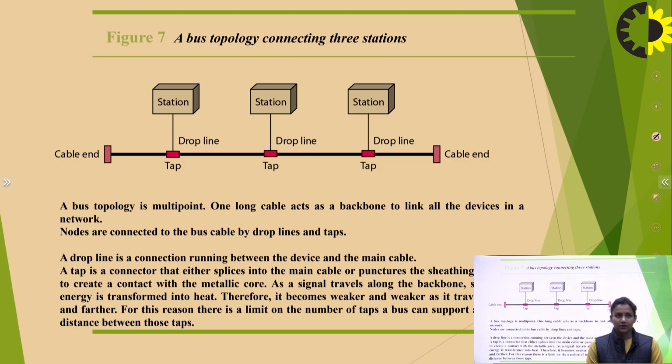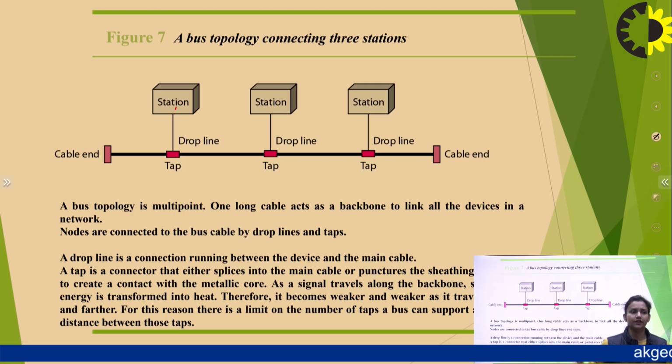So next is bus topology. As you can see, in bus topology, we have a cable, and these nodes are connected to that cable only. The nodes are connected to the cable at a point named a tap, and the link between the nodes and the cable is known as a drop line. The bus topology is multipoint. One long cable acts as a backbone for all the devices.